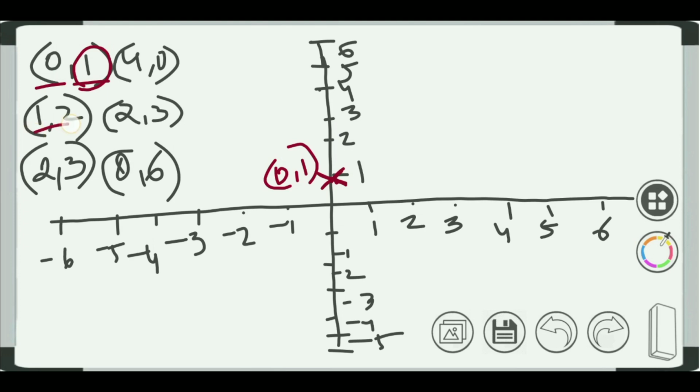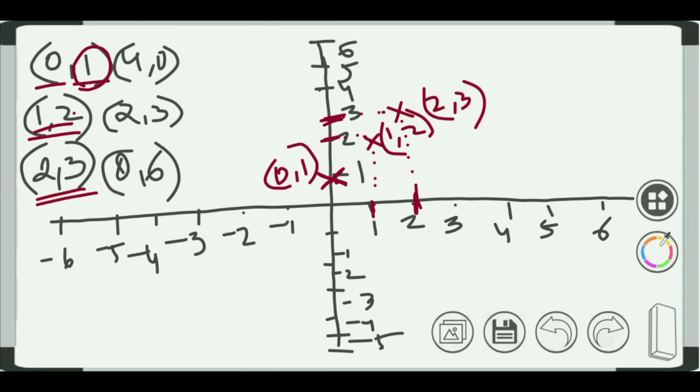Okay. Now 1 and 2. In x-axis 1, in y-axis 2. So you can draw like this. This point will be 1 and 2. Extend it. Okay. Now 2 and 3. In x-axis 2, y-axis 3. So if you join it, you'll get a point here. 2, 3. Now you can see this is a straight line. This is your equation number 1's points.